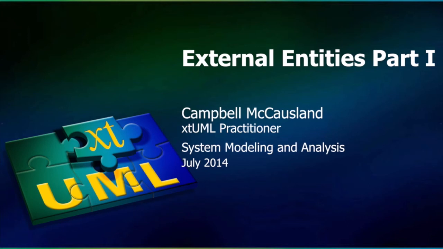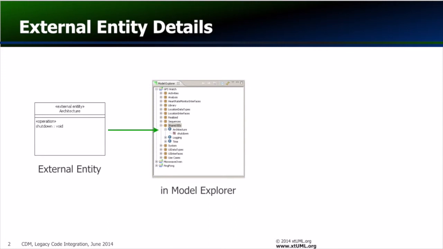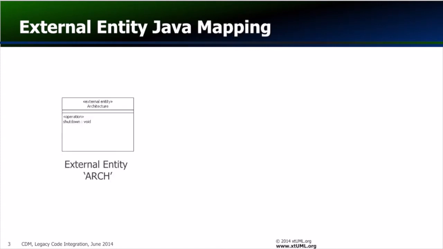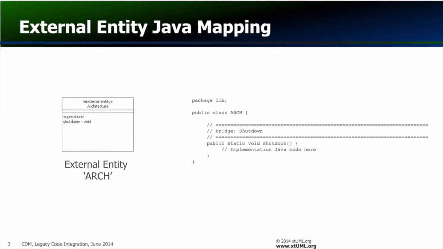Let's start with a detailed look at the slightly simpler of the two techniques using external entities. External entities declare callable elements we call bridges. When a call to a bridge is made while Verifier is executing a model, it looks for a package called lib, and within it, a class definition whose name exactly matches the key letters assigned to the external entity. If Verifier finds a suitable class, it loads it.